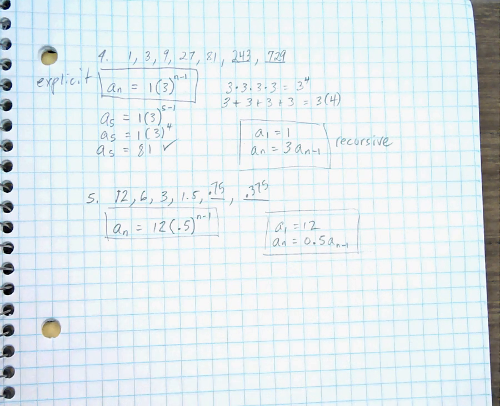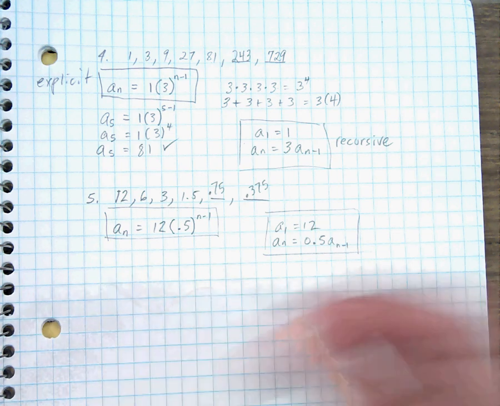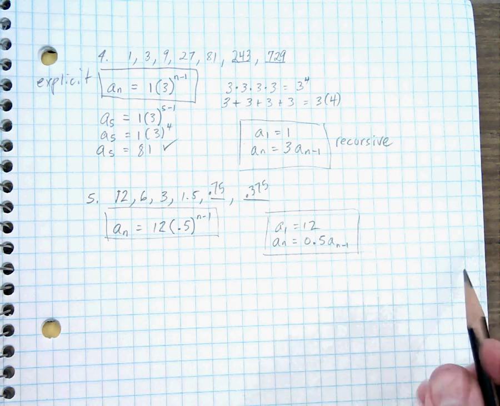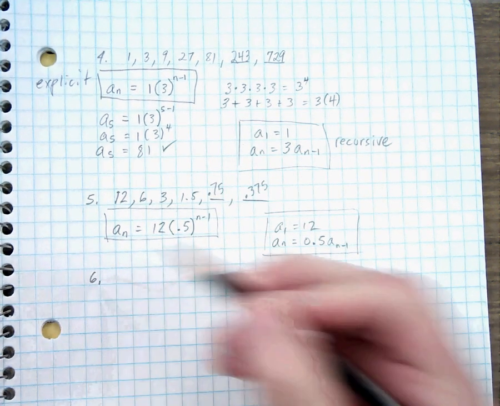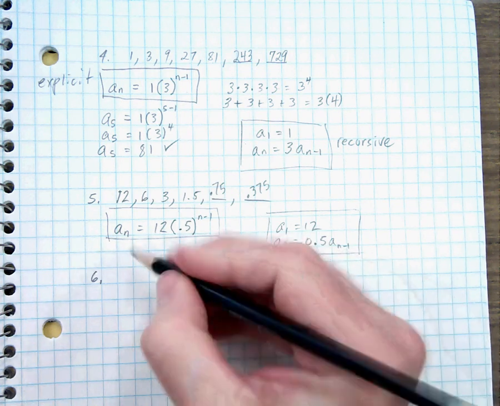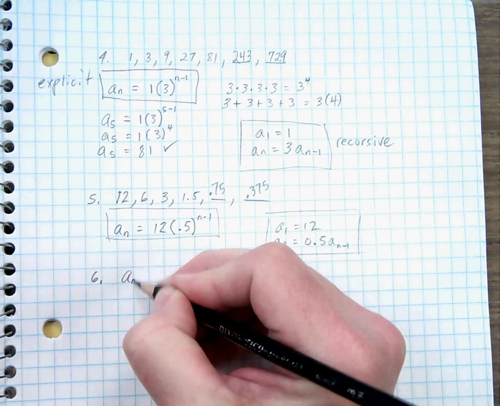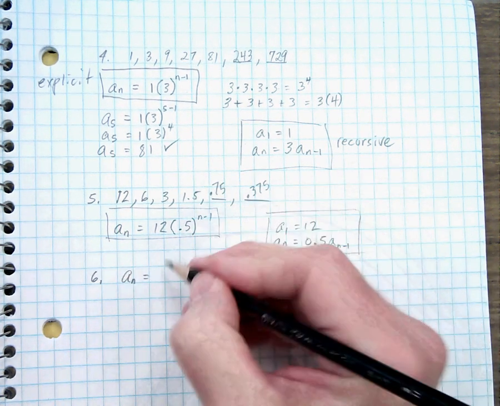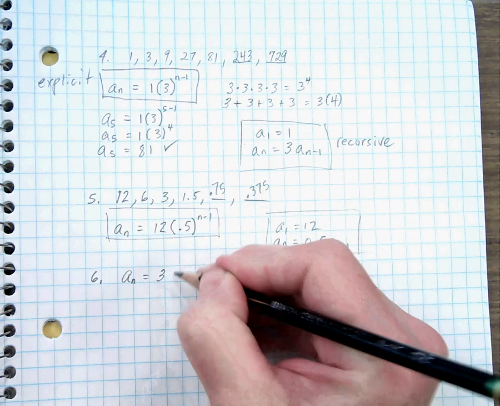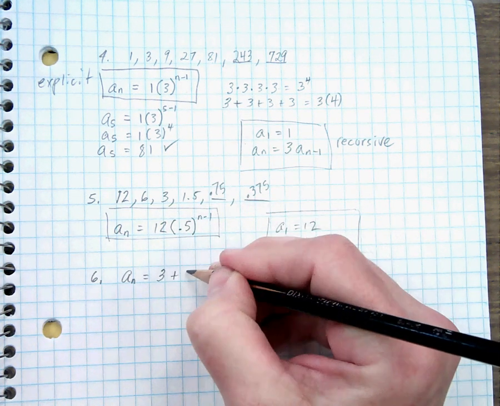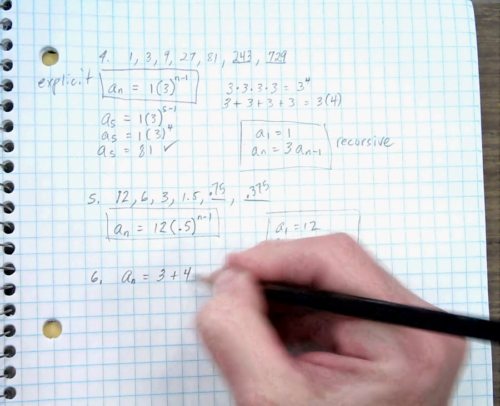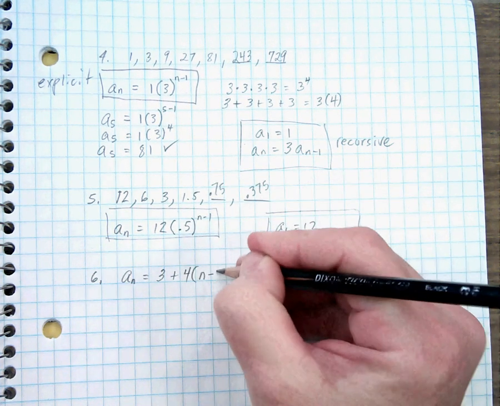Okay, so what I'd like to do now is give you a rule, and you tell me the first 5 numbers that the rule generates. So I'll do one first as an example, and then I'll give you a couple. All right, so number 6. Let's say I have A sub n equals 3 plus 4 times n minus 1.